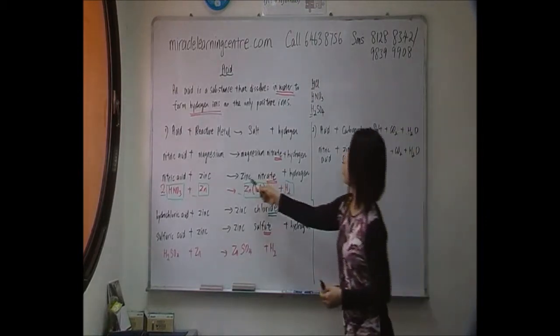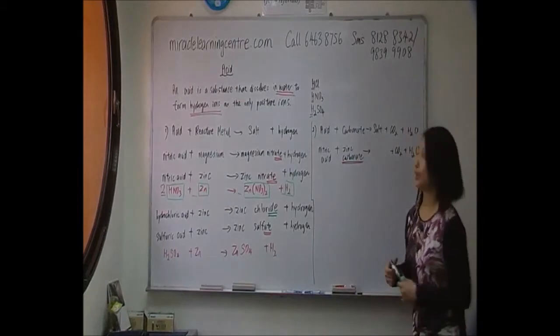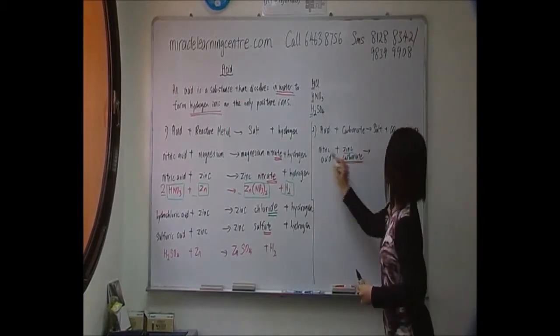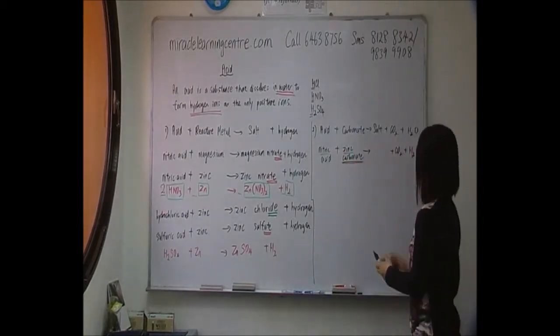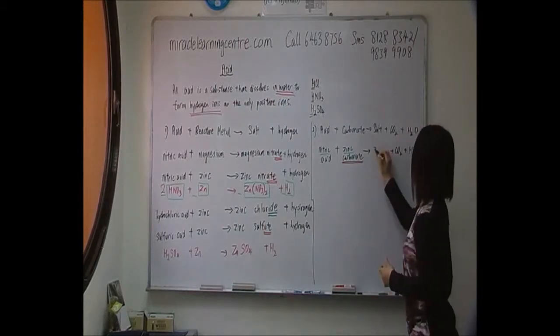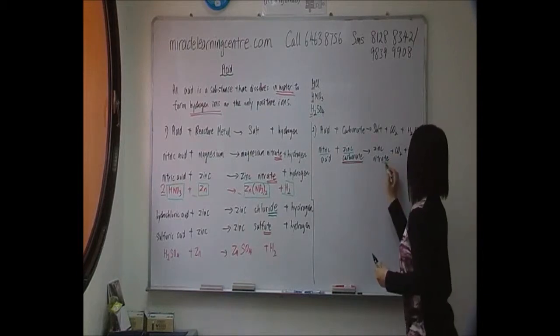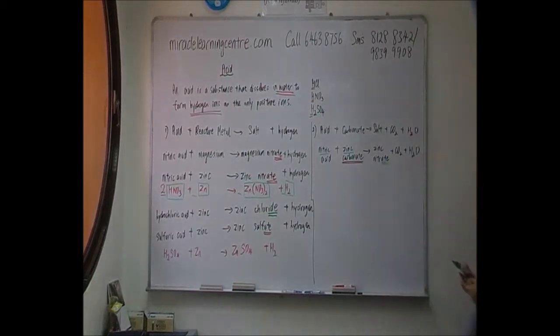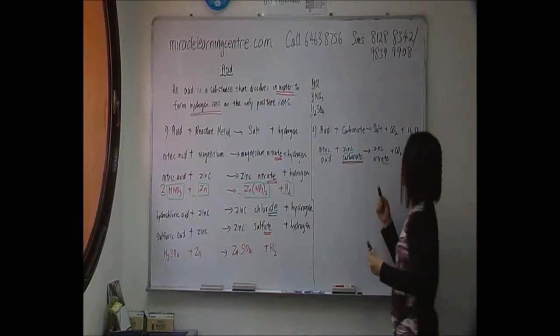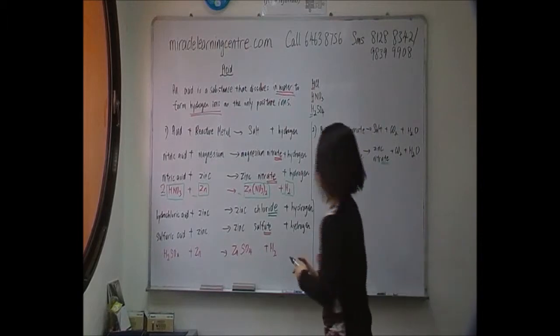See, the salt is the same. Nitric acid, you always get a nitrate. So the salt is zinc nitrate, ATE, carbon dioxide and water. You need to know exactly the products of the reaction.